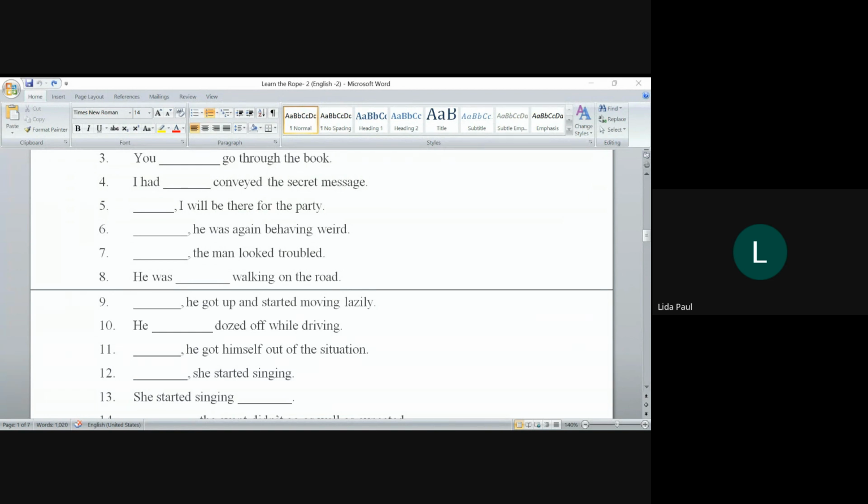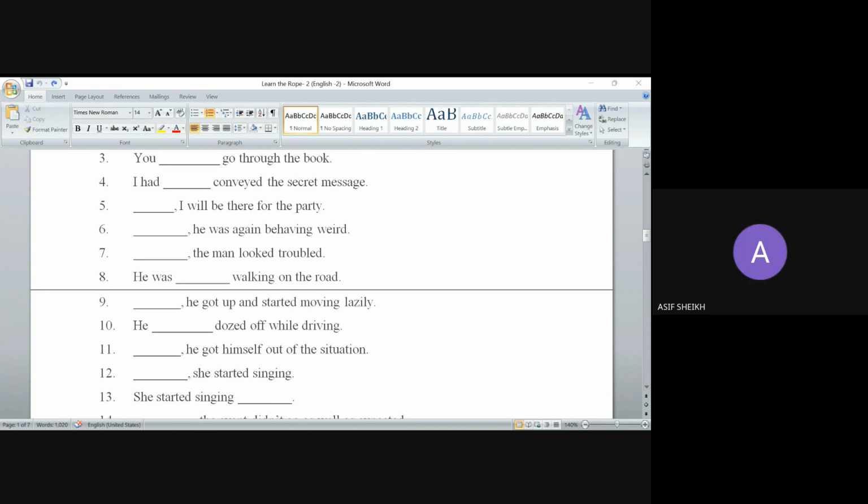Okay. Next comes he dash dozed off while driving. This is easy. Unfortunately. Okay. Unfortunately, or can you say other things? Stupidly. He stupidly dozed off while driving. He unfortunately dozed off while driving. Okay. Or he even wrongly dozed off. That's also fine. Okay. Then comes dash, he got himself out of the situation.